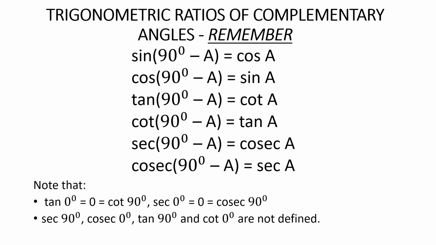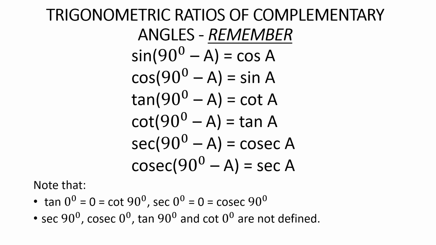Cos of 90 minus A is sin A. Tan of 90 degree minus A is cot A. And cot of 90 degree minus A is tan A. Similarly, sec of 90 degree minus A is cosec A. And cosec of 90 degree minus A is sec A. Correct? Now some important things which you might have already noted from the table.